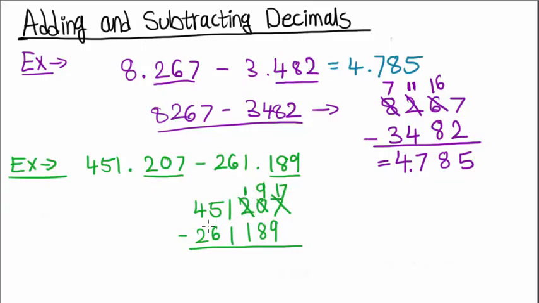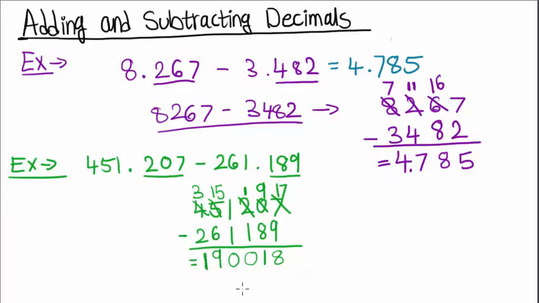So 17 minus 9 will give me an 8. 9 minus 8 will give me a 1. 1 minus 1 will give me a 0. 1 minus 1 again will give me a 0. 5 minus 6 will give me a negative number, so I add 10 to it and take 1 away from the 4 to give me a 3. So 15 minus 6 will give me a 9, and 3 minus 2 will give me a 1.